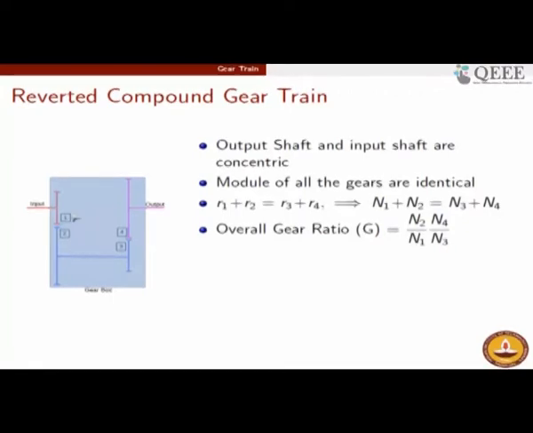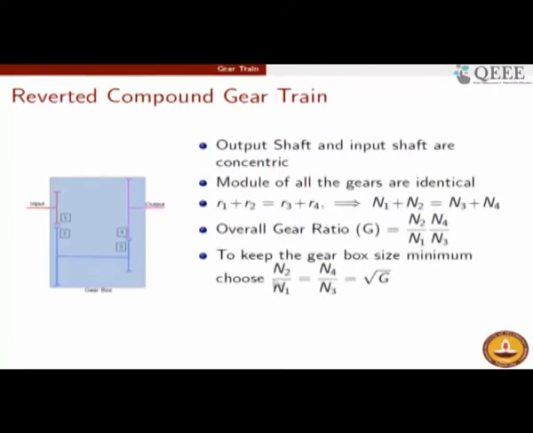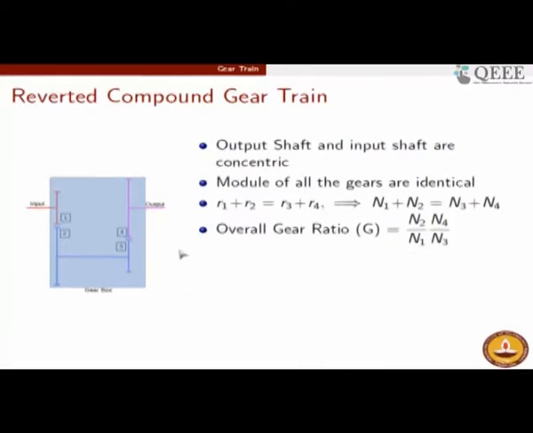The gear ratio in the first stage being N2 by N1, the gear ratio in the second stage being N4 by N3. So this is the overall gear ratio. Now the objective is not just to attain the gear ratio, but to achieve it in minimal size. The size is indicated by this blue box.